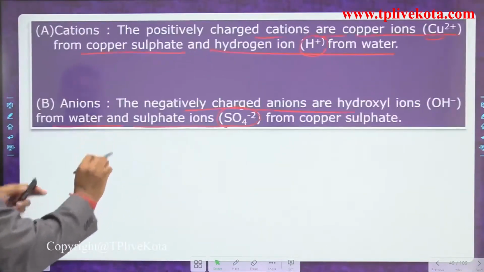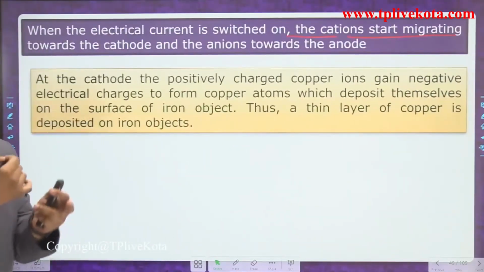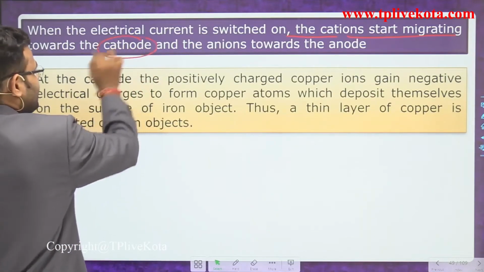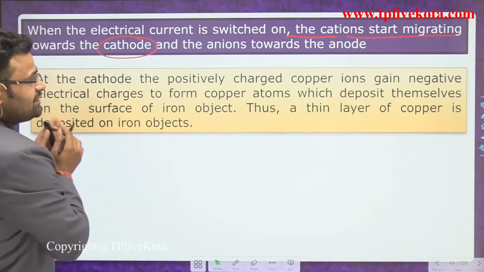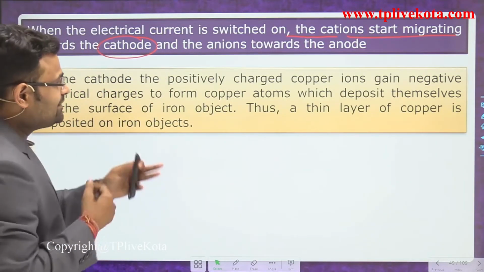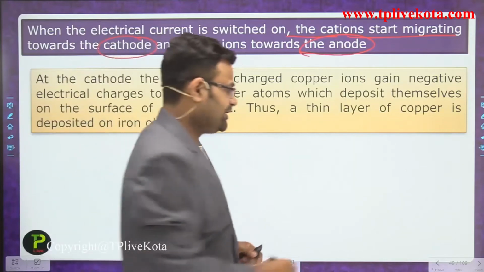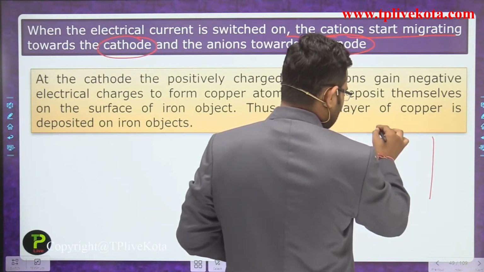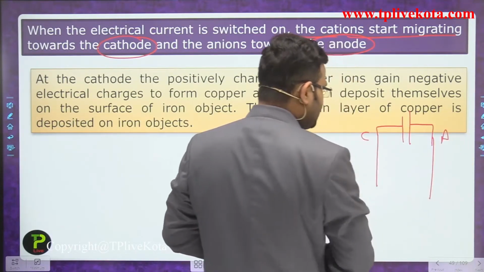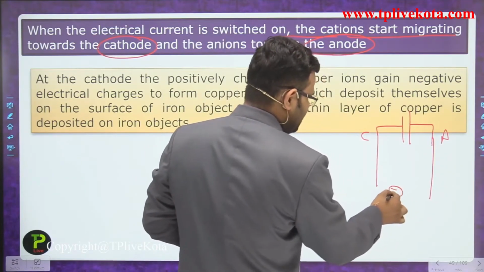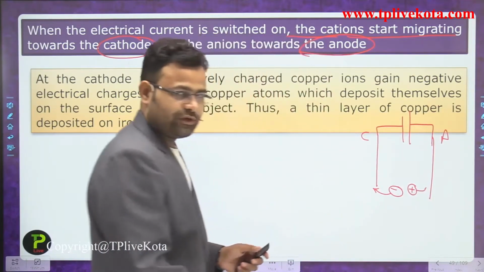Let's see which are the cations, guys. All cations have a positive charge. That positive charge starts to move towards the negative cathode, because the cathode is connected to the negative terminal of the battery. So all positive ions start to move towards the cathode, and the anions start to move towards the anode. If you have two strips, the cathode is connected to the negative terminal, and the other is the anode.